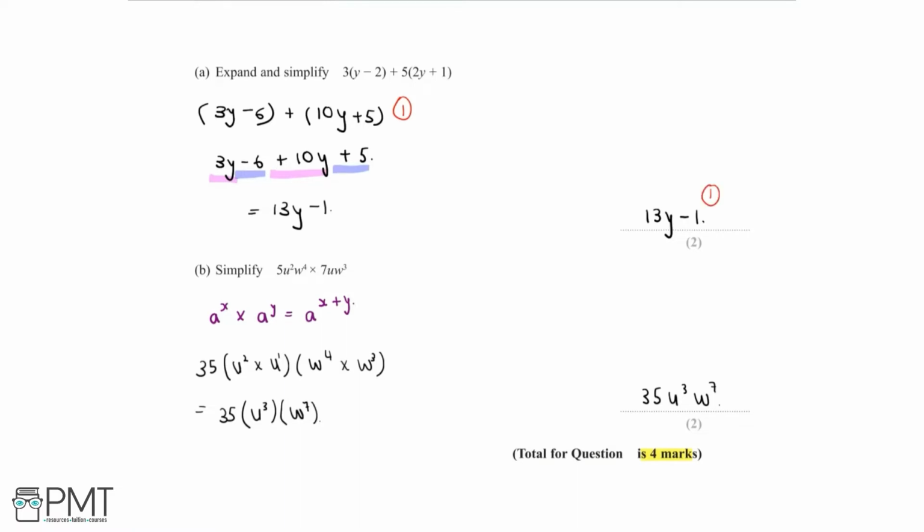Now in part B, the first mark is for showing that 5 times 7 is 35, and then we have u to the power of 2 multiplied by u, and w to the power of 4 multiplied by w to the power of 3, in order to get the terms in our final answer. And now the second mark is for correctly multiplying and getting a final simplified answer of 35u cubed w to the power of 7, allowing us to get the 4 full marks needed for this question.